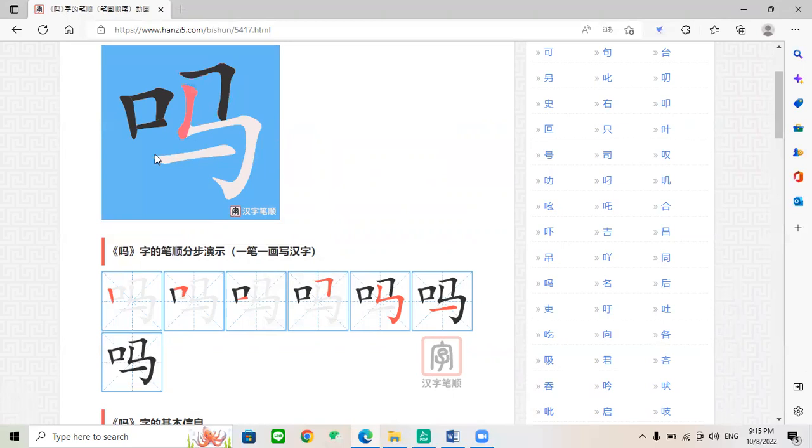And the starting point will be in this place. Don't make it too long. If it's too long, it's not beautiful, right? So be careful about its length, okay? And also be careful about the gap here. Okay, so this is ma, ni hao ma.